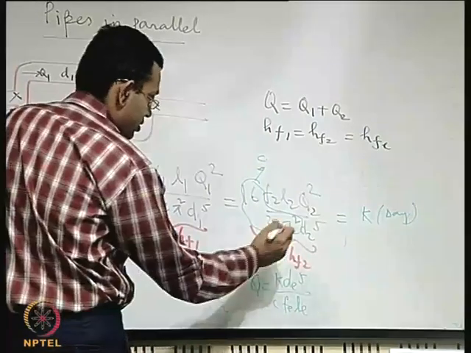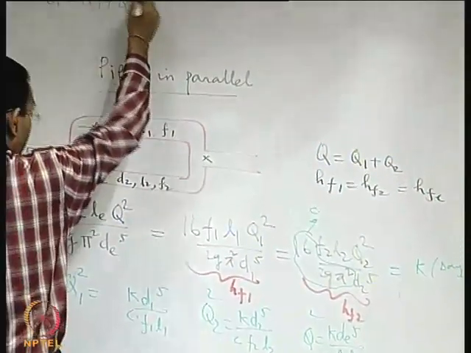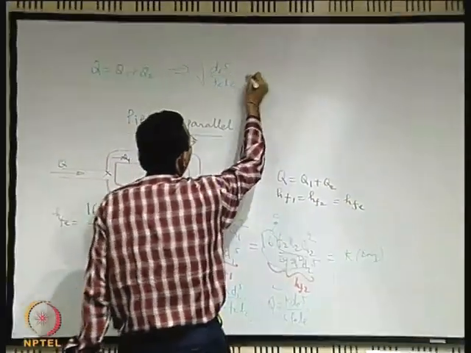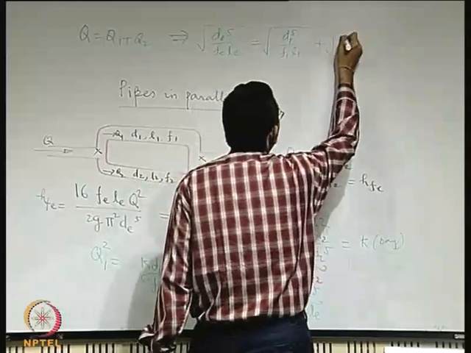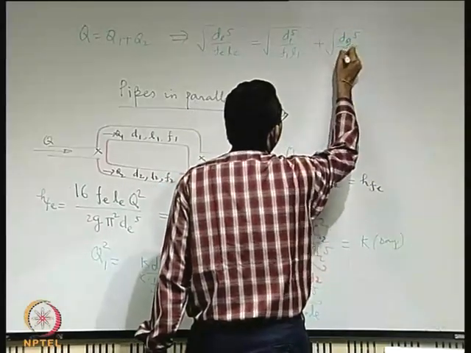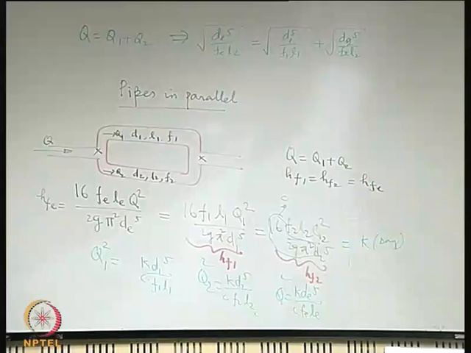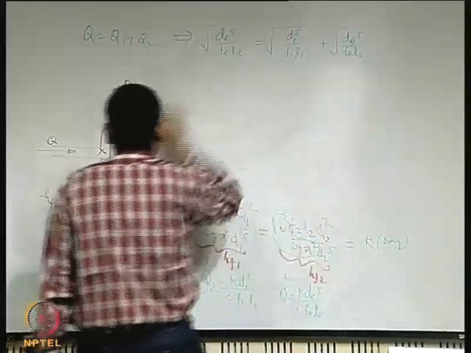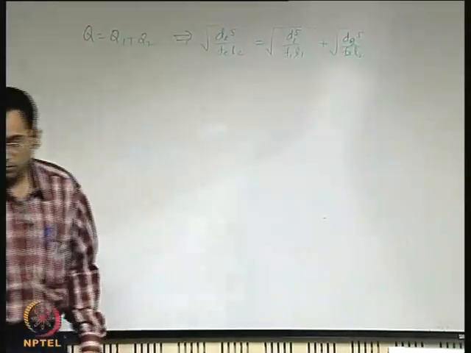Since you have Q equal to Q1 plus Q2, you have from these expressions root over D to the power 5 by FE LE is equal to root over D1 to the power 5 by F1 L1 plus root over D2 to the power 5 by F2 L2, okay. The other terms get cancelled out. So these are expressions for the relationship between the equivalent and the original ones in terms of the respective diameters and the friction factors. So with this background, let us try to work out a few problems where we have the pipes connected in maybe series or parallel.